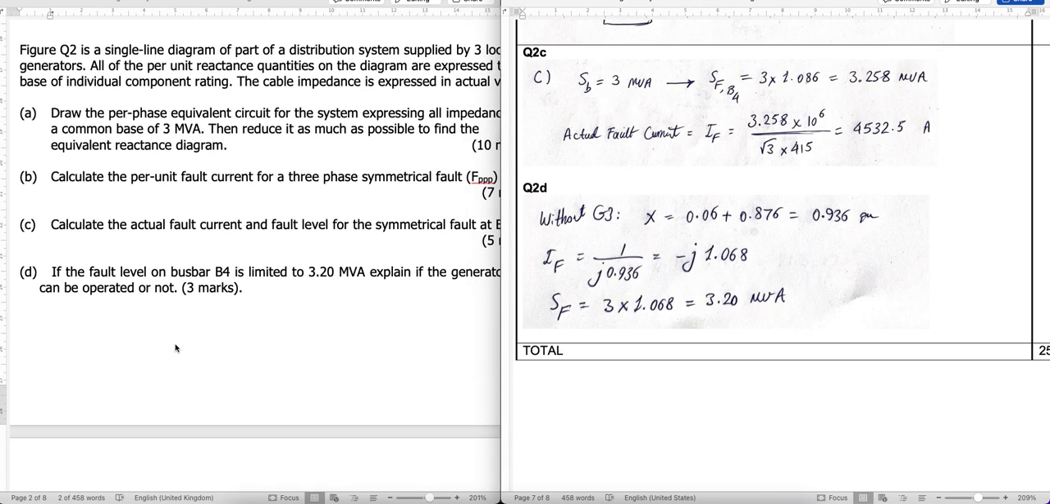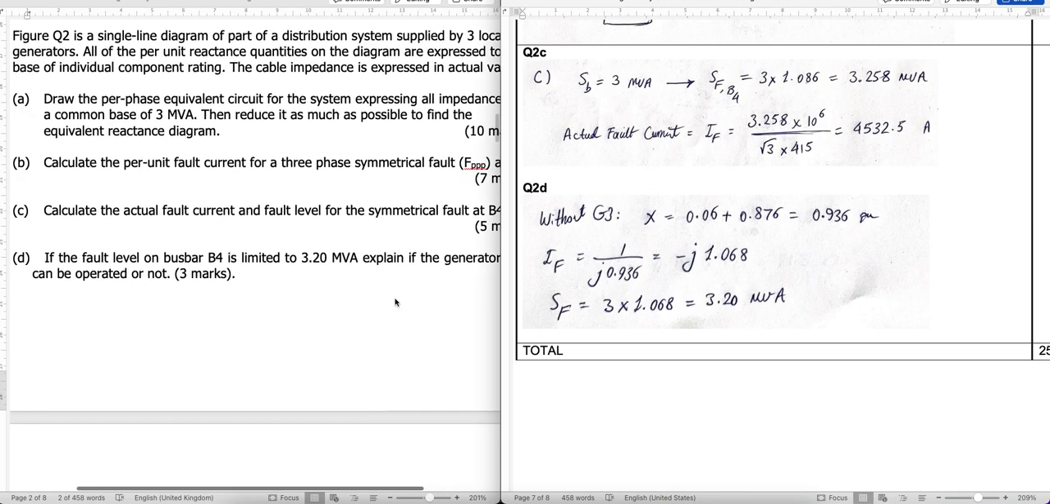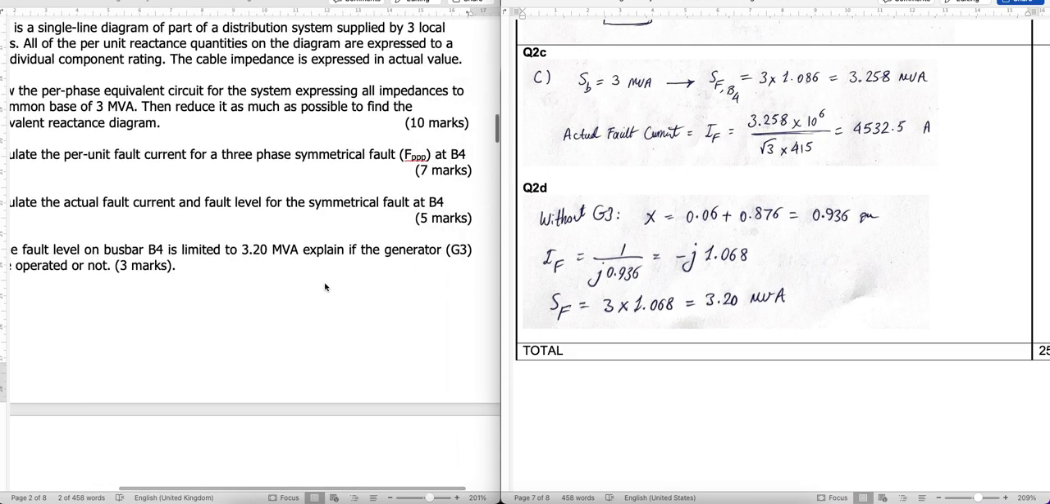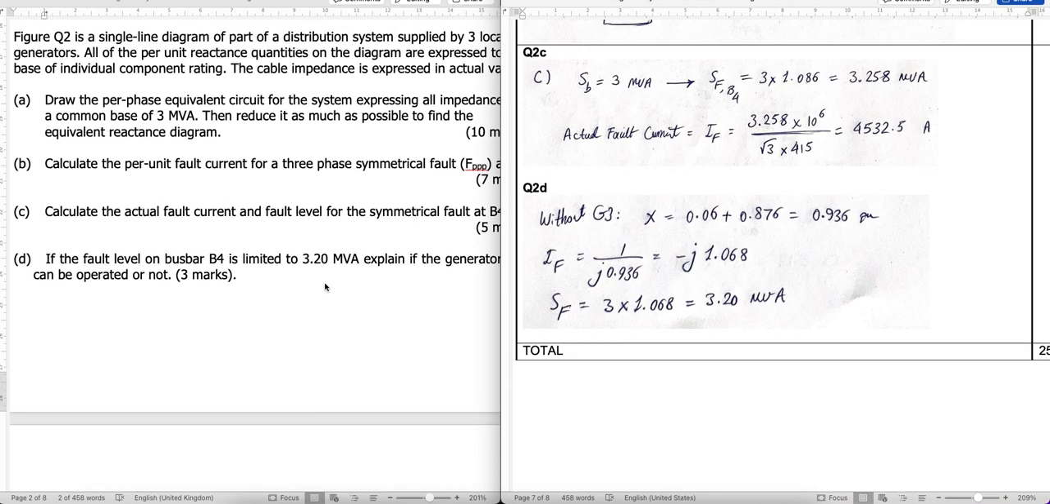Last section, section D. If the fault level on bus bar B4 is limited to 3.20 MVA, so this is the limitation or tolerance, explain if the generator G3 can be operated or not. Sometimes they say it can or it cannot, and you need to prove. Sometimes it's like an open question for you to find. So they say, explain if the generator G3 can be operated or not.